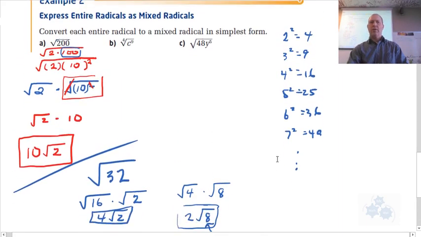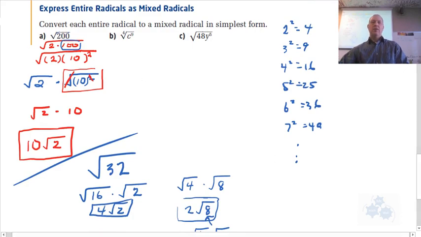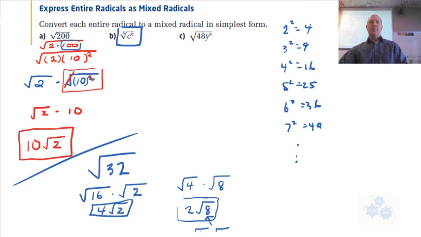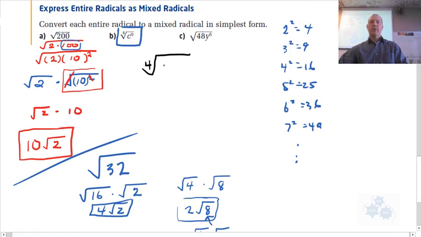Okay. There'll be lots of opportunity to practice. Let me do this one right here. When we're simplifying something that's a 4th root, or something larger than a square root, and especially when we're working with variable terms, it's a little trickier.